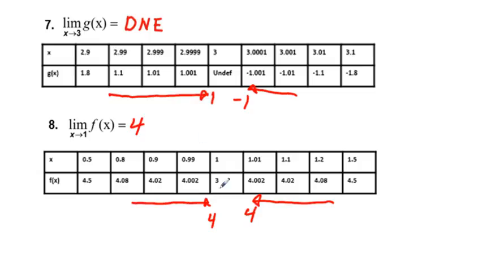Our limit is not 3. 3 is f of 1. So this 3 is an anomaly. We're talking about a discontinuity, which would probably be a point discontinuity, where the function is defined at x equals 1 but does not equal the limit. So those would be our answers for 7 and 8. And in 8, I think most people had trouble with that.